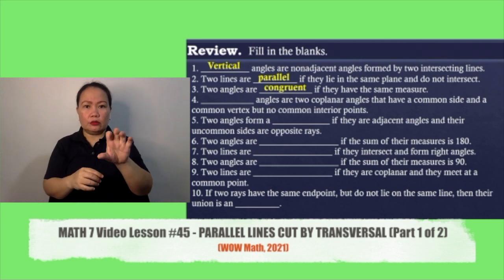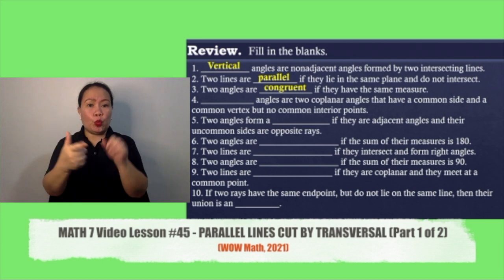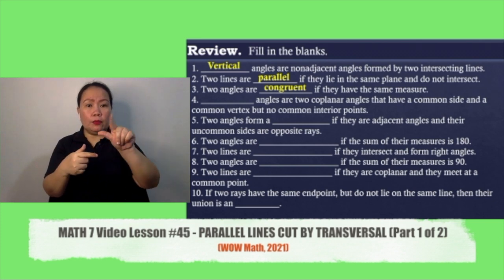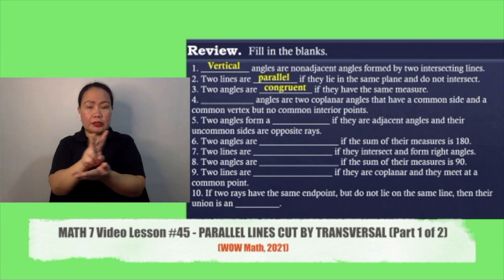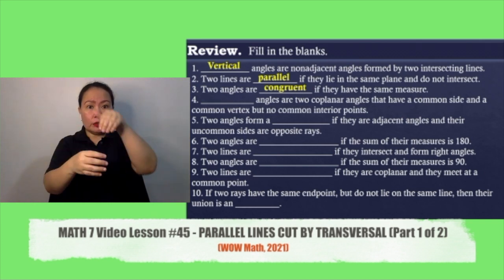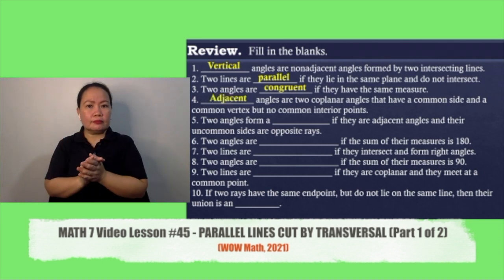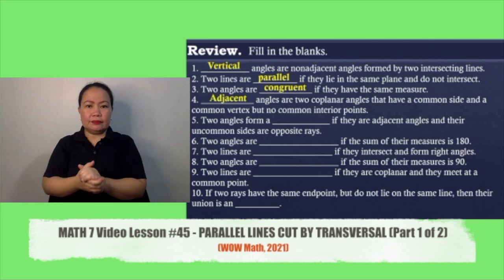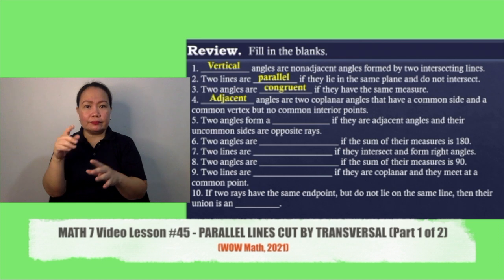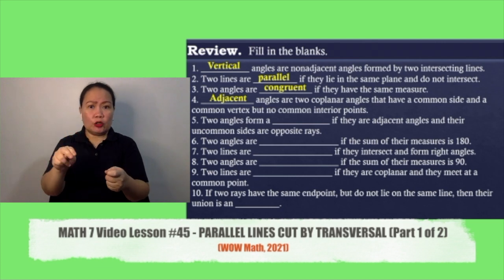Now, how about two coplanar angles that have a common side and a common vertex but no common interior point? So, what do we call that? Yung pareho sila ng vertex, meron silang common side, but they have no common interior point. So, those are adjacent angles. So, ito po ay nabanggit na natin sa mga previous tutorials. Why do we have to review this? Kasi kailangan po natin ito sa parallel lines cut by transversal.